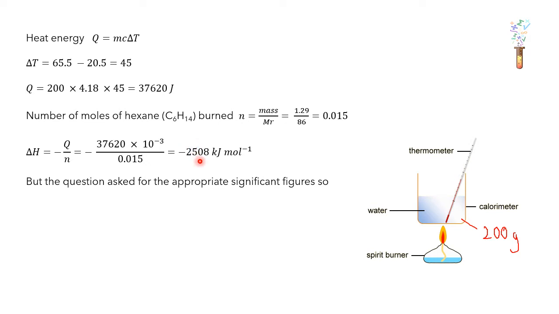So if we want to give this to 3, which was what we decided, then minus 2,508. We've got things in the thousands, the hundreds, the tens and the units, but 3 significant figures would be in the thousands, the hundreds and the tens. So basically we're being asked to round this to the nearest 10, and that would be minus 2,510. 3 significant figures.